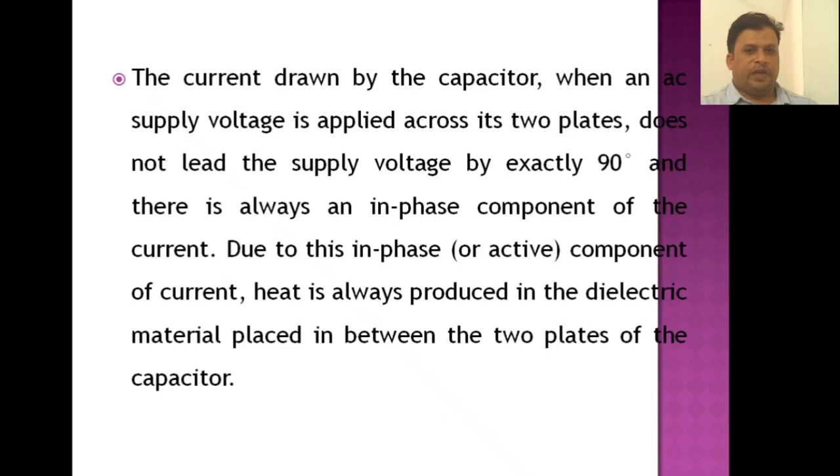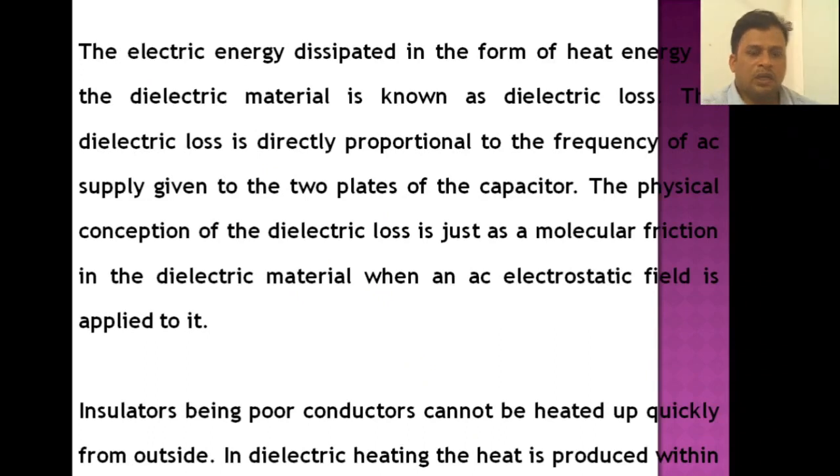So here the meaning is, an AC supply voltage is applied across two plates of the capacitor, and the current does not lead the supply voltage by exactly 90 degrees. Leading and lagging will be there in a capacitor and inductor respectively. So here it does not lead by exactly 90 degrees, and there will be some component of current which is in phase with the voltage, the active component of current, and therefore the heat is produced here. If there was leading by exactly 90 degrees, then no heat would be produced in the capacitor. So the electric energy dissipated in the form of heat energy in the dielectric material is known as dielectric loss.